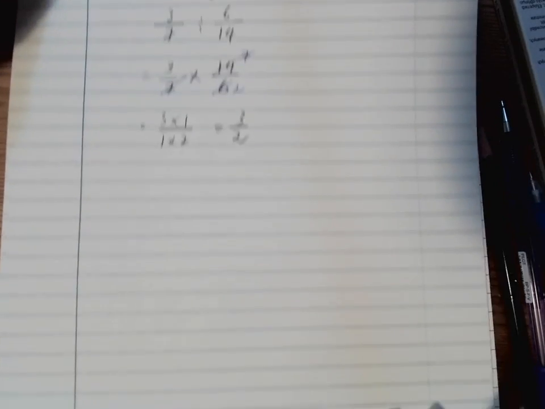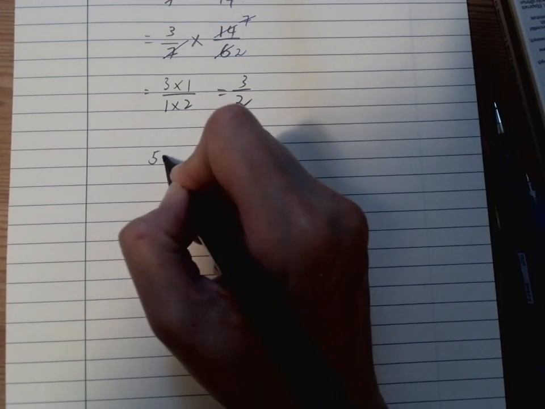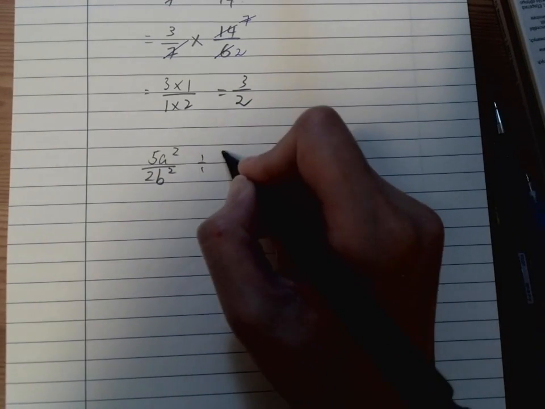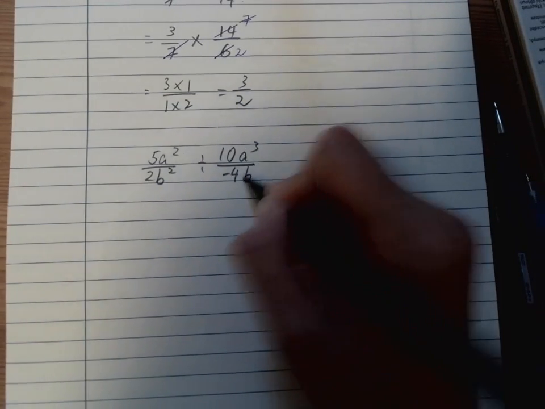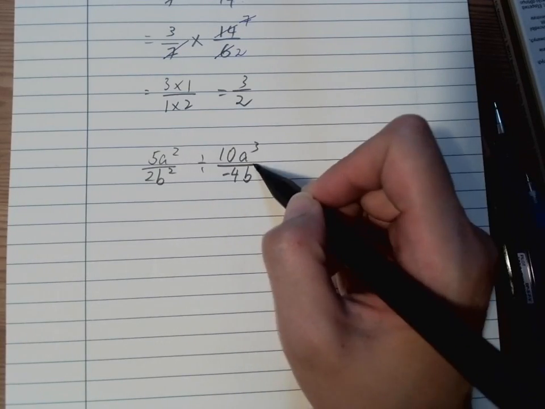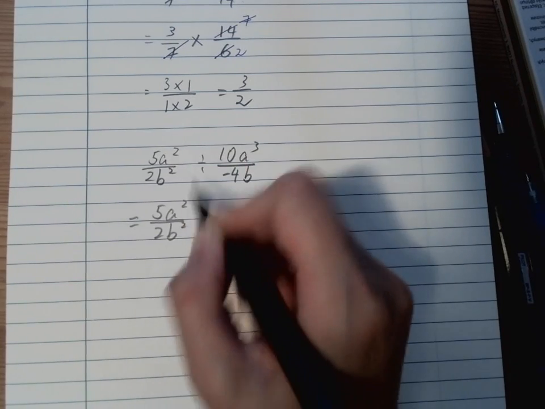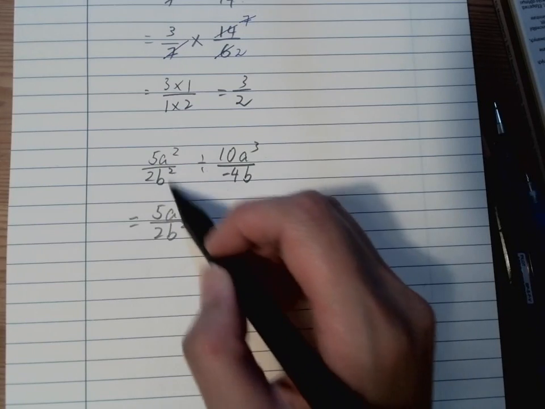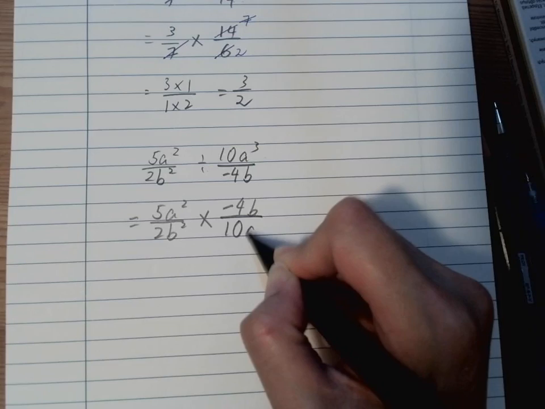We work the same way with algebraic fractions, just this time we have x and y around. So let's have an example here. We have 5a squared over 2b squared divided by 10a cubed over negative 4b. Again, division, so we flip the whole thing around first. The one before, we only flip the one after the division sign. The one in front of it, just copy it. So we have negative 4b over 10a cubed.